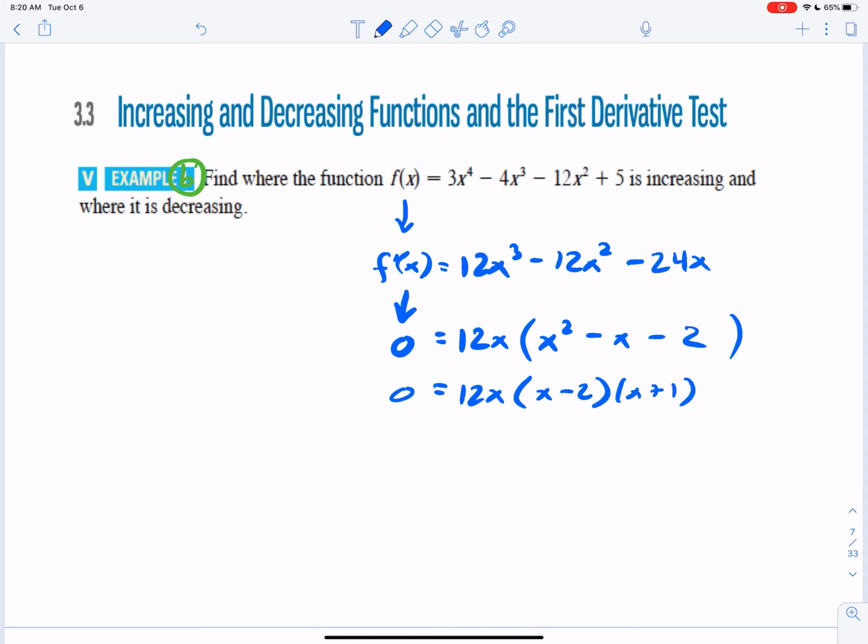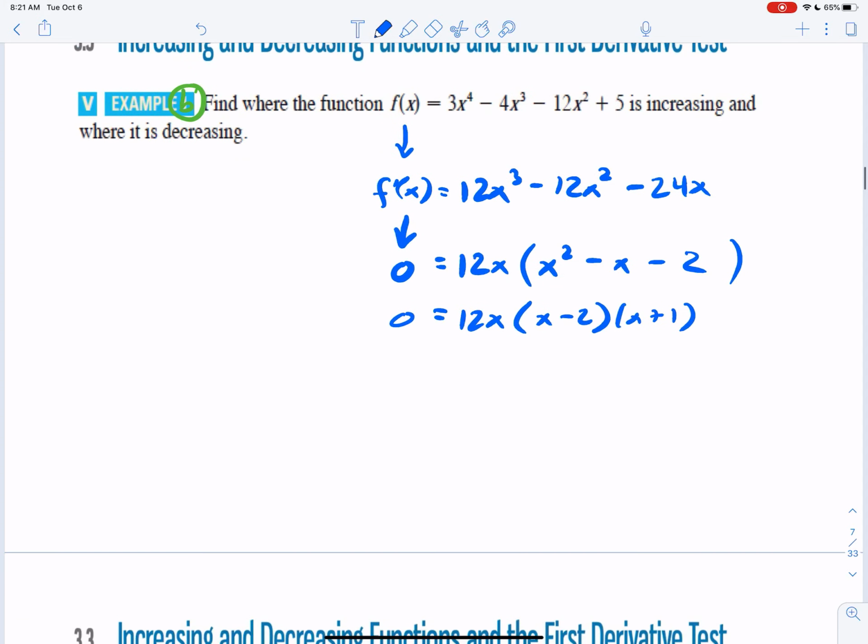And to be honest, you guys, this is where you really reinforce your algebra. So if you're not feeling so comfortable with algebra, you will. Just keep practicing. All right, so with the zero product property, I notice that x will equal 0 here, x will equal 2 here, and x will equal negative 1 here. I just found 3 critical numbers. Make sure that you know exactly what you're doing.